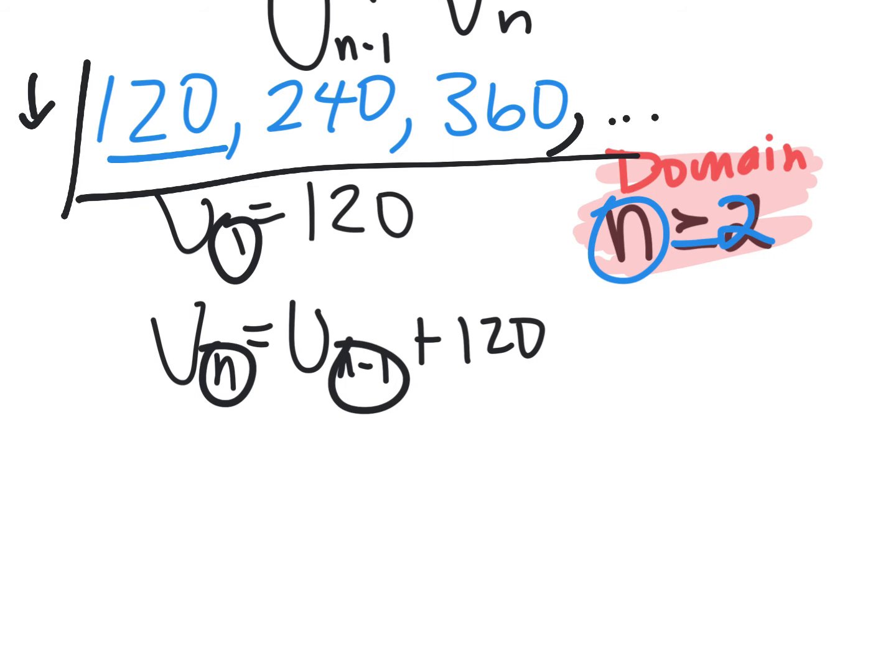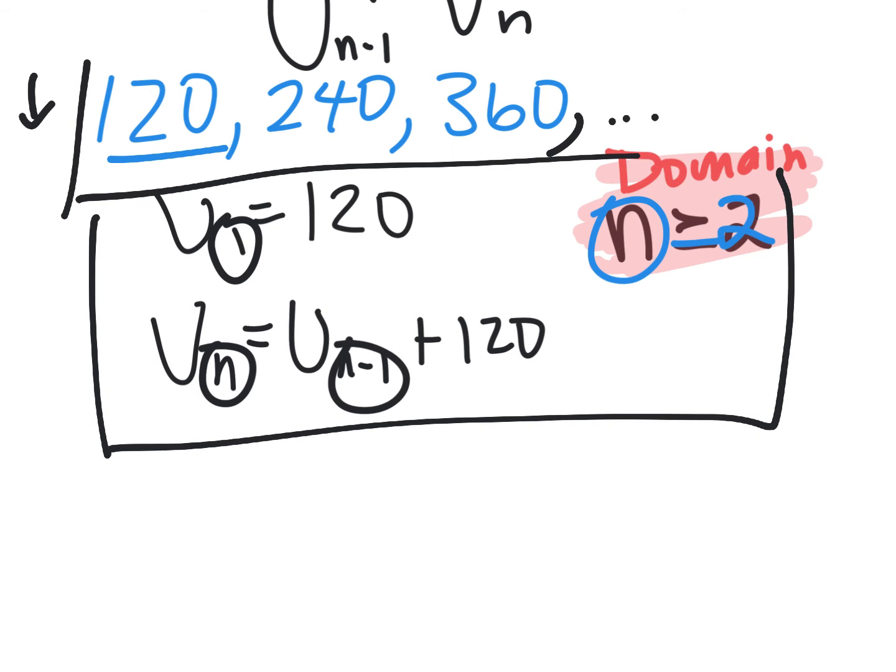So this only works to predict the second term and the third term and the fourth term. It's saying n has to be at least 2 or this equation won't work. And if that was too complicated for you, just always say n is greater or equal to 2. That's all you gotta write. And it means the second term is where this thing starts working.